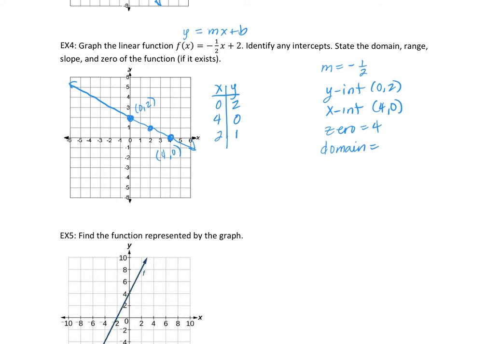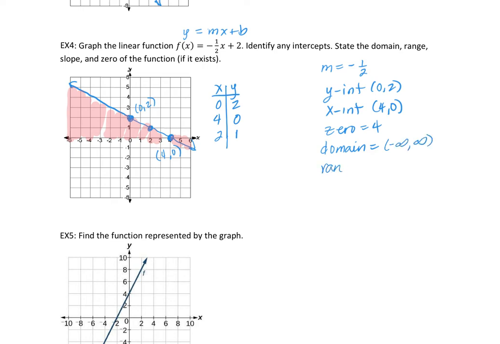So if we look at our graph and we go from left to right, we could see that it doesn't matter which x value we pick, it'll always correspond to a point on the graph. And keep going, no matter what x value I pick, it will correspond to a point on the graph. So my domain in interval notation will be negative to positive infinity.